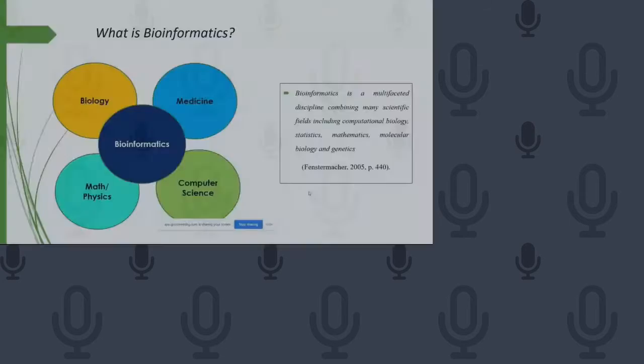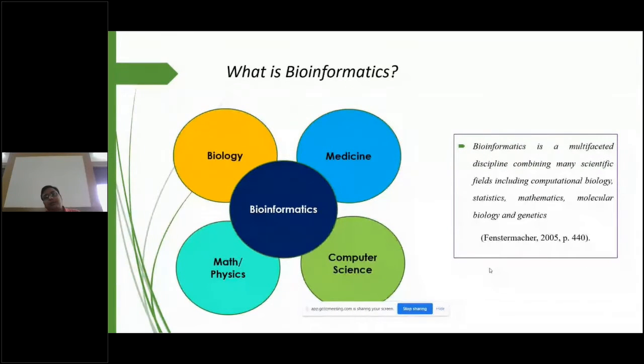Bioinformatics combines many scientific fields, including computational biology, statistics, mathematics, molecular biology and genetics. So it is a multidisciplinary field. It is known as bioinformatics.